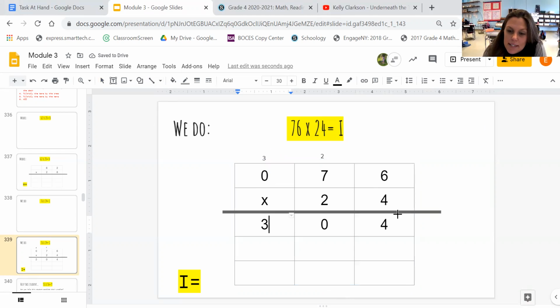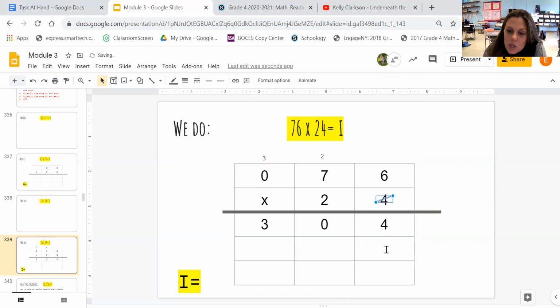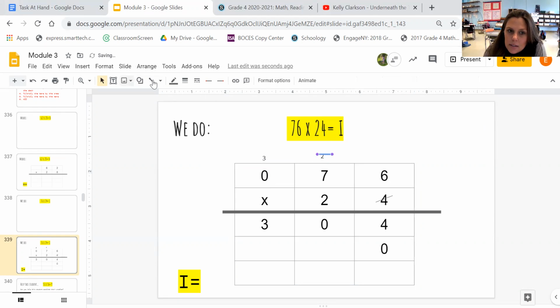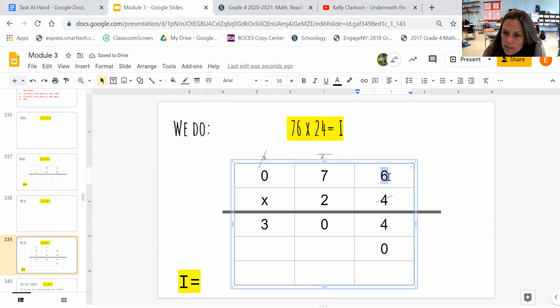Here we go, my favorite step. Kill the captain, drop the bomb, sweep that deck. Now that we've gotten rid of those regroupings, we can go ahead and multiply our tens by our ones.